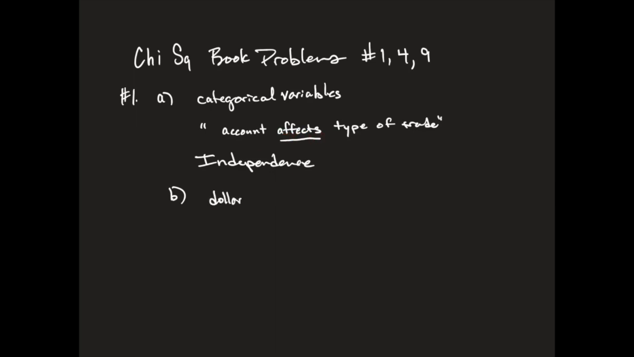In the second one, this one should be easy, but a lot of people miss this because dollars is actually quantitative. Remember, categorical variables are the only things that work in the chi-square test. You can't use any chi-square test for a quantitative variable.